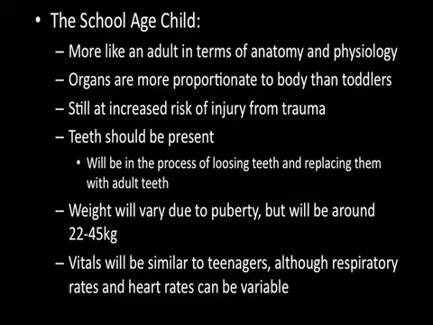The school-age child is more like an adult in terms of anatomy and physiology. Organs are more proportionate to the body than toddlers. However, they are still at increased risk of injury from trauma. Teeth should be present, but they'll be in the process of losing them and replacing them with adult teeth. Weights vary due to puberty, but will be around 22 to 45 kilograms. Vitals will be similar to teenagers, although respiratory rates and heart rates can be variable.